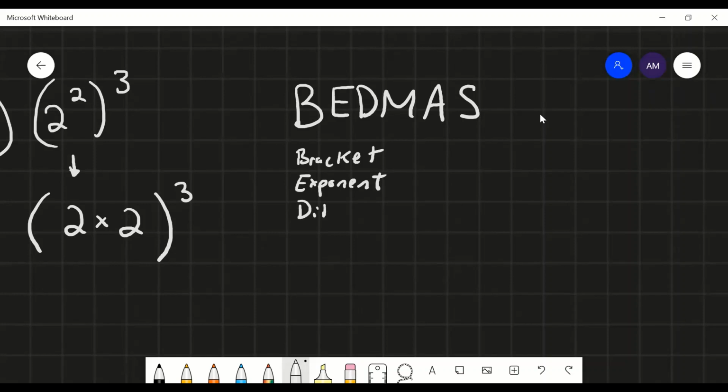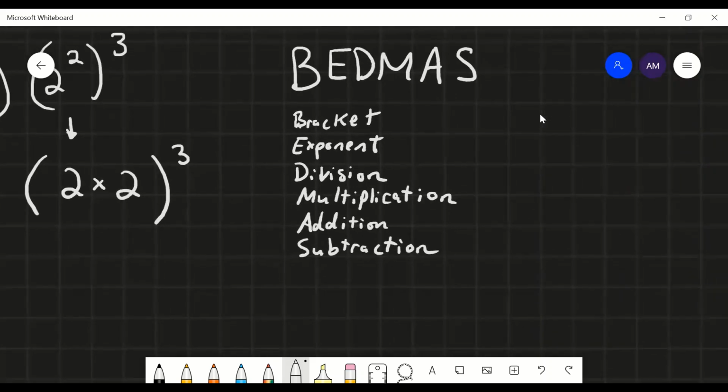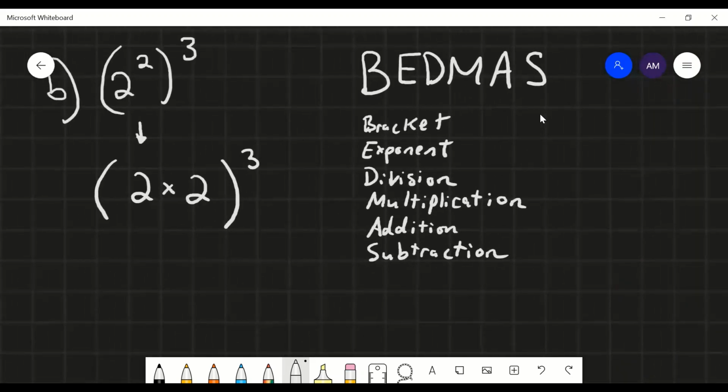division, multiplication, addition, and subtraction. So anytime that we are dealing with algebra, or in this case, we're in a pre-algebra course, we still have to familiarize ourselves with this order of operations. We have to figure out what is inside the brackets first. And then afterwards, we can apply the exponent.